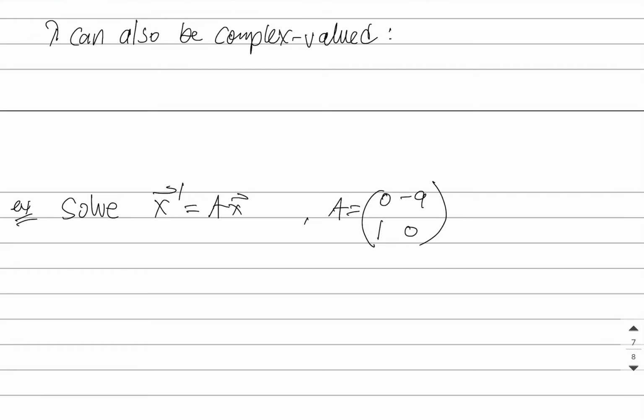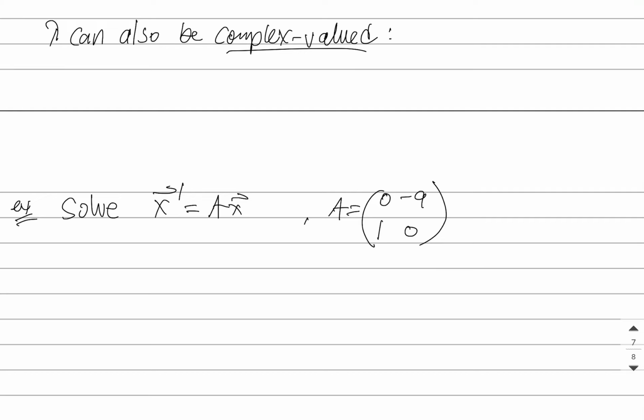We've solved a homogeneous linear system where the lambdas were real and distinct, but the lambdas, the eigenvalues, can also be complex valued. As an example of this, let's take a look at the homogeneous system x prime equals Ax, and here our matrix is [0, -9; 1, 0].